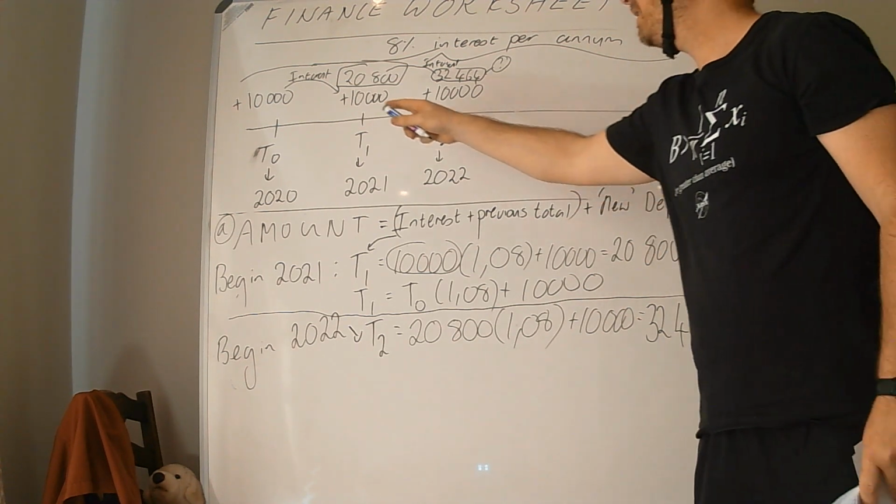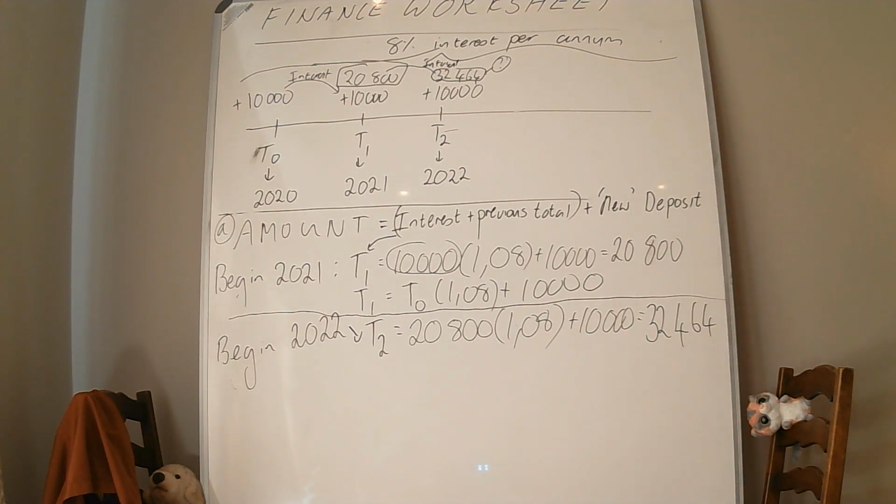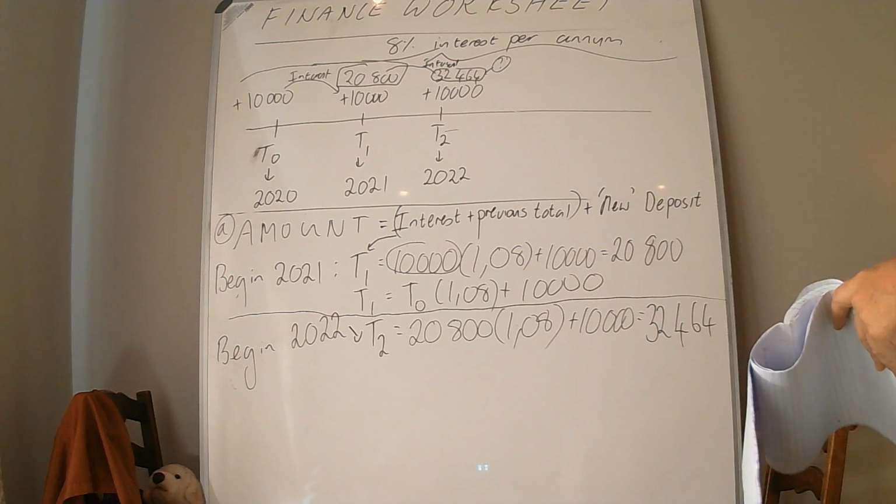How much interest has she made? Well, she's put in 30,000, and she's got 2,464 Rand interest in. That's how much interest she's earned. So that is where we're at. That's the end of A.